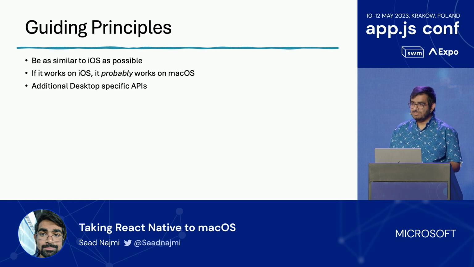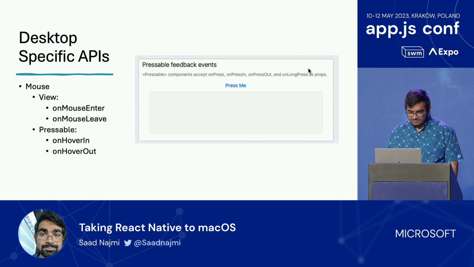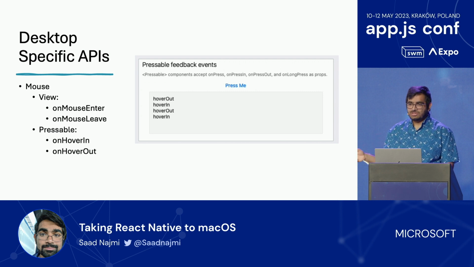In addition to a bunch of the React Native mobile APIs, we do have some desktop-specific APIs. Because as we know, computers have mouses and keyboards and other stuff that phones don't. So let's walk through some of those. The first is we have some support for mouse handling. On top of View, we have onMouseEnter, onMouseLeave. You can use those callbacks to, say, style a hover effect. You should be familiar with this from web. And in Pressable, those are mapped to the more cross-platform friendly names of onHoverIn and onHoverOut.